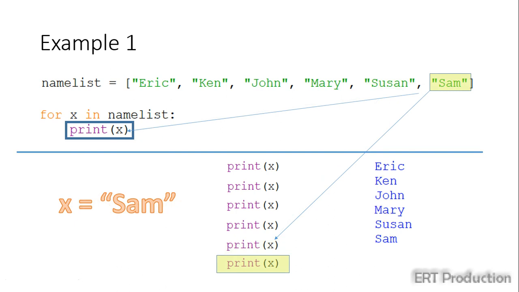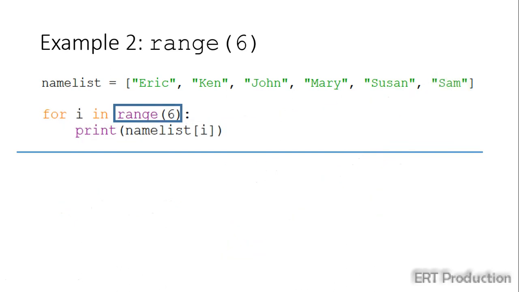Now, let's see another example. In this example, we can loop through the list elements in another way. You can see here we use the keyword range bracket 6. It is equivalent to a list of 6 elements from 0 to 5. In this case, it loops through the elements in this list of integers, and we try to use these integers to index the named list.